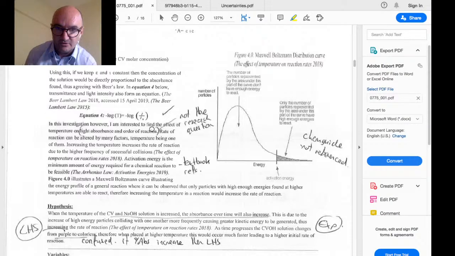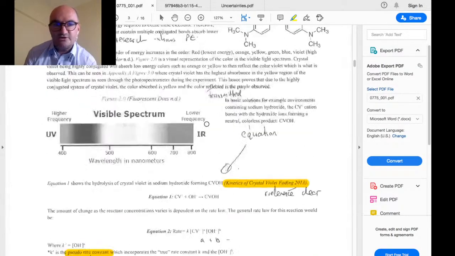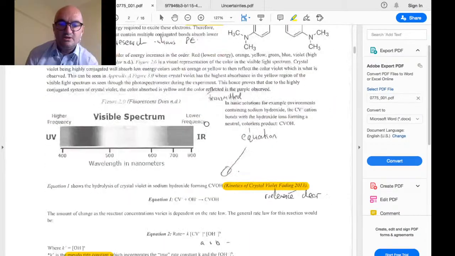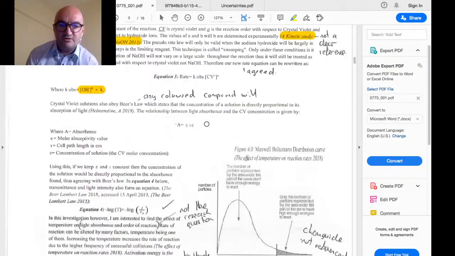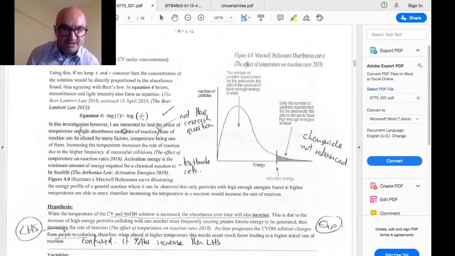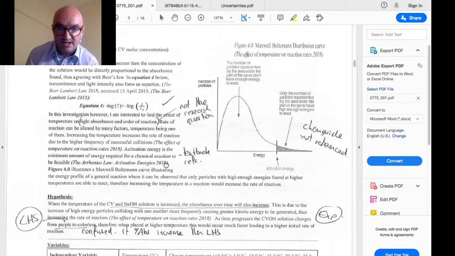Okay. She's then talking about the equation below, the Beer-Lambert law, light absorbance and order of reaction. This was not in the original research question. The original research question was the effect of temperature on the rate of the chemical reaction. And now she's talking about using Beer-Lambert to do it, which, okay, she's got some textbook references in there.